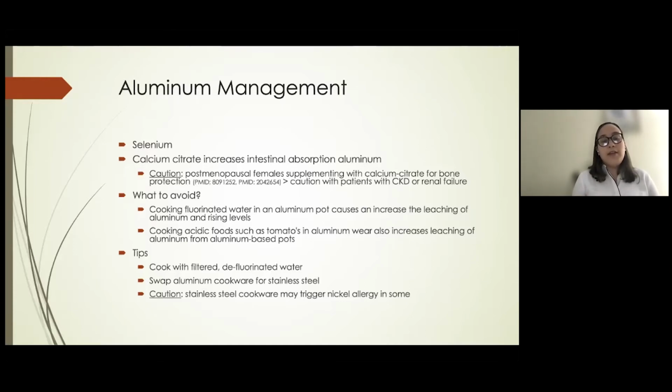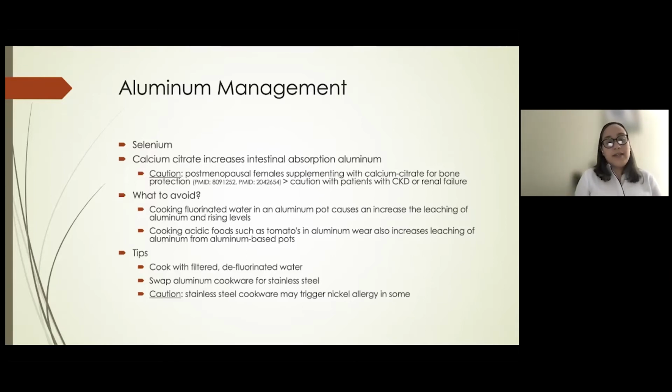So what to avoid? You want to avoid cooking with fluorinated water in an aluminum pot because together, when heated, they increase leaching substantially into the water and then into the individual. Cooking acidic foods such as tomatoes in an aluminum pot, again, that acidity only increases the leaching and exposes the individual to high levels of aluminum. So it's not just what utensils you're using, but is it being heated? And if it's being heated, are you using things like fluoride or acidic foods that are only going to increase that leaching by a lot more?